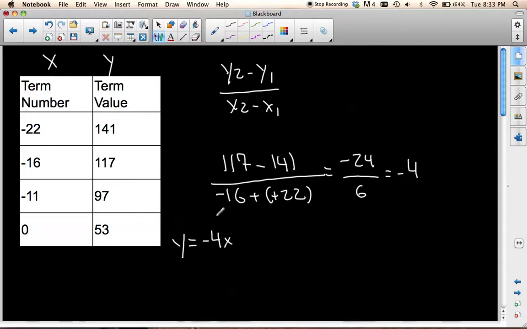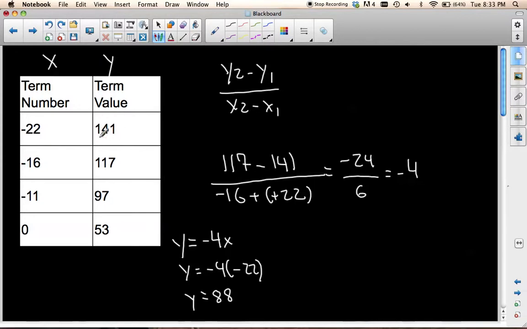Now if we test it out, let's take our first term here. So y is equal to negative 4 times negative 22. And that gives us what? A negative multiplied by a negative will give us a positive, and we get 88. But 88 is not what we have here. Over here we have 141.